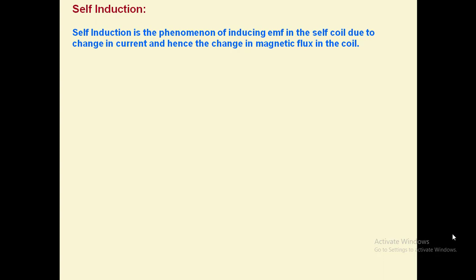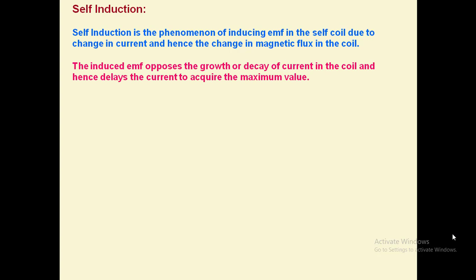We all know that whenever current changes, the magnetic field changes, and if this magnetic field is linked with itself, the flux will change, and this change in magnetic flux with itself will induce EMF in the same coil. This phenomenon of inducing EMF in the same coil due to change in current and hence the change in magnetic flux in the coil is called self-induction. Now, the induced EMF opposes the growth or decay of current in the coil. Growth means increasing current, decay means decreasing current.